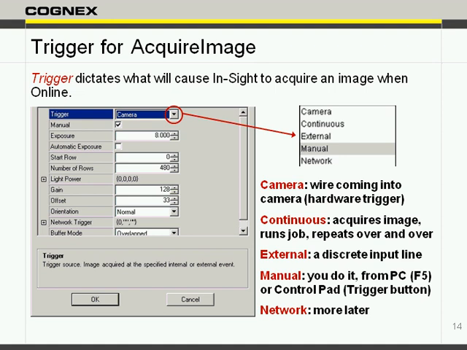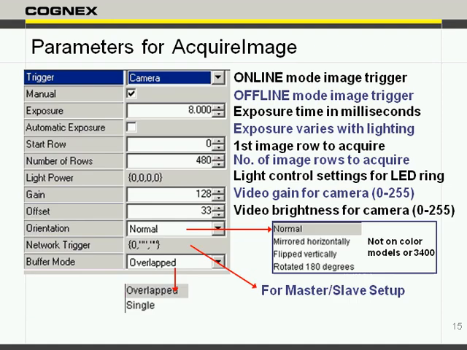And the last option there is network. Network, we'll get to a little bit more later in the course, but network triggers allow you to trigger one camera from another. You'll see the slide coming up, which talks about a master-slave relationship. The camera that's sending the trigger is the master, the camera that's receiving the trigger is the slave.